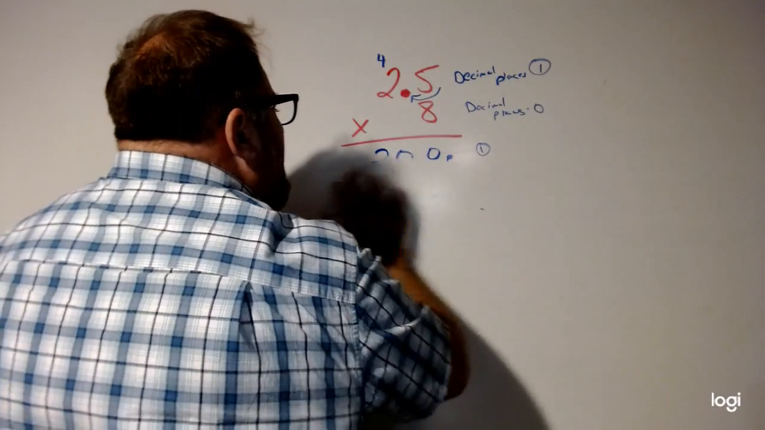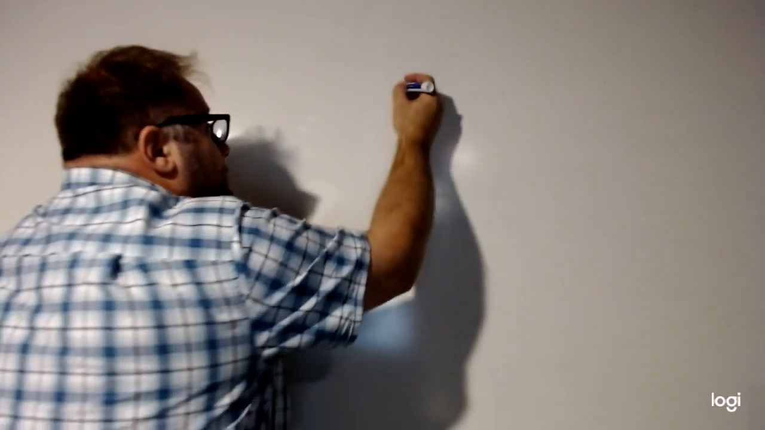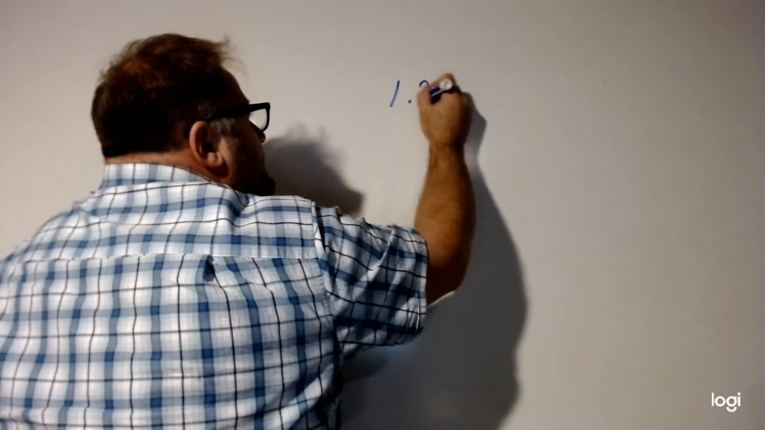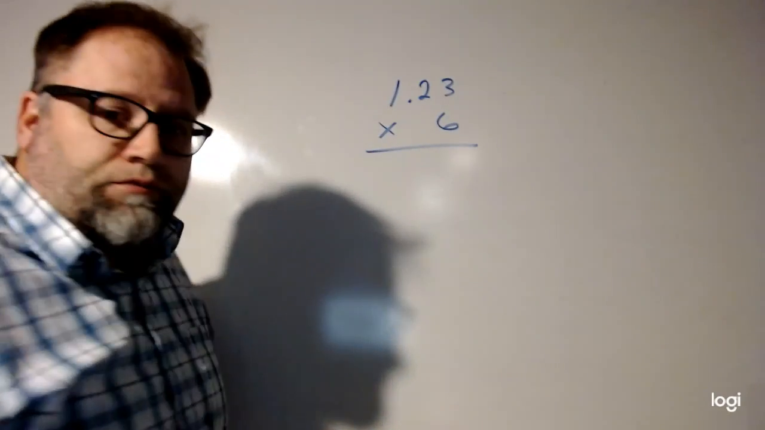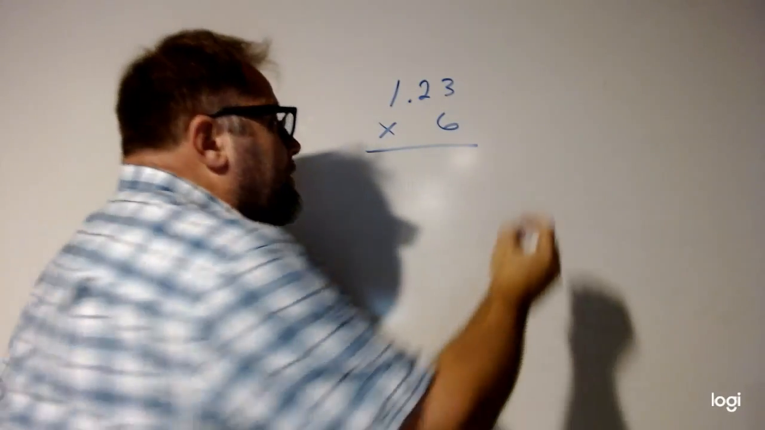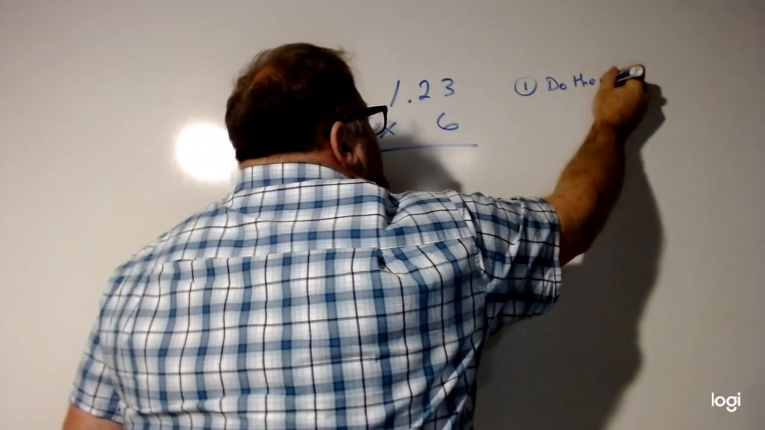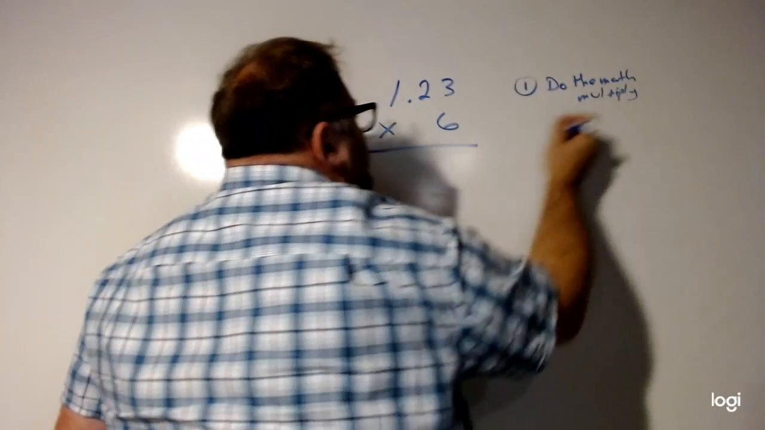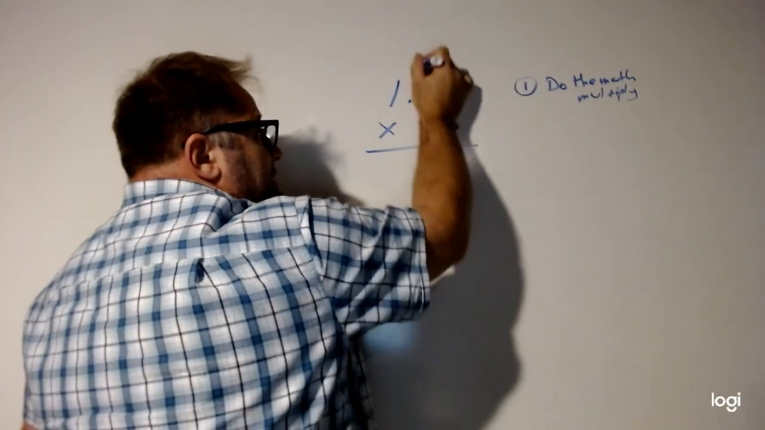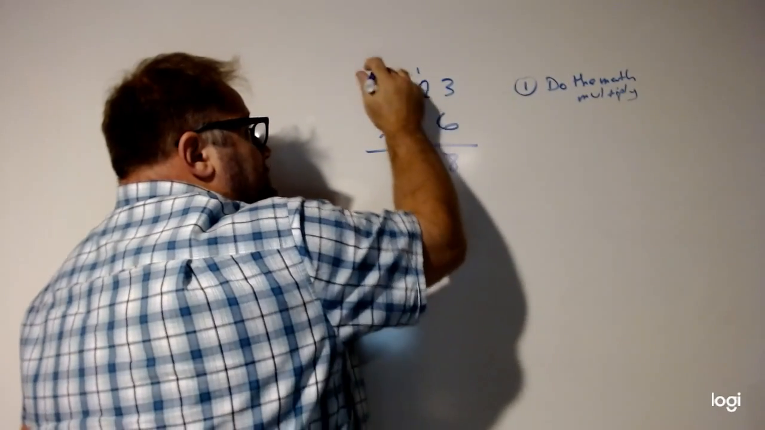Let's do one more. And this time I'm just going to show it to you. So we'll do 1.23 times 6. First thing, number 1, do the math, which means we're going to multiply. 6 times 3 is 18, carry the 1. 6 times 2 plus 1 is 13, carry the 1. 6 times 1 plus 1 is 7.